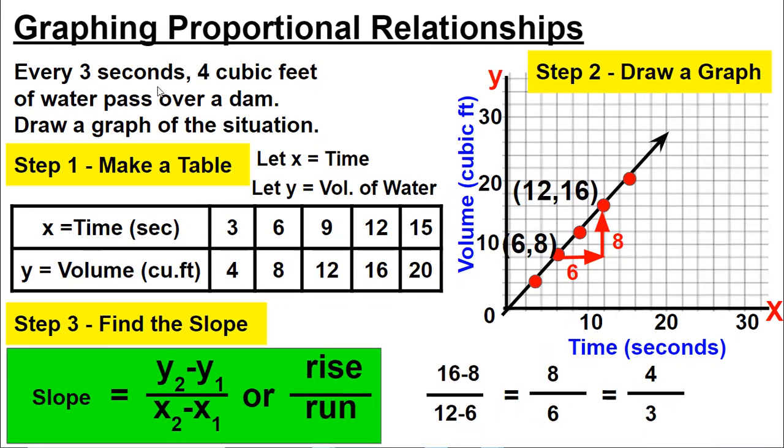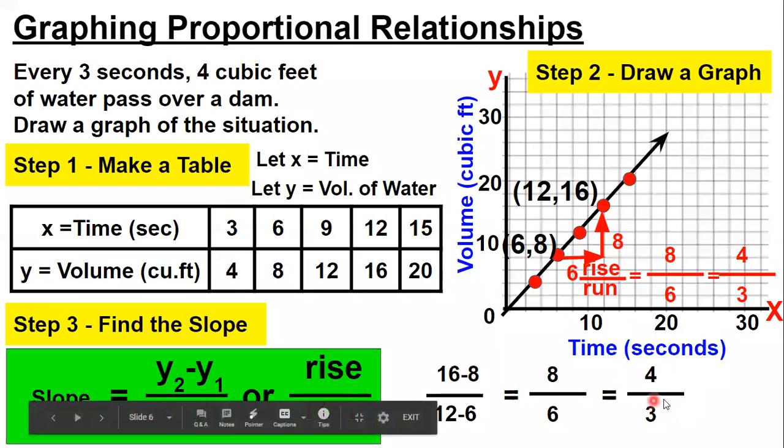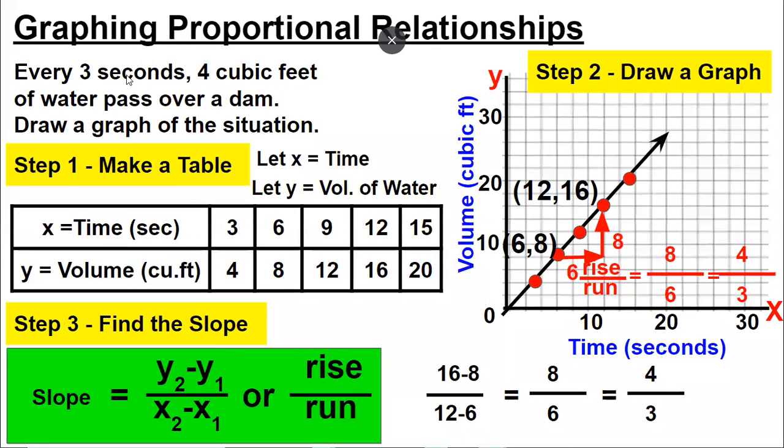Okay, then I do rise over run. 8 on top, 6 on the bottom, and then I reduce. And that will give me 4/3. Notice how I got 4/3 here, and I got 4/3 there. So formula or graph, they both give you the same slope.